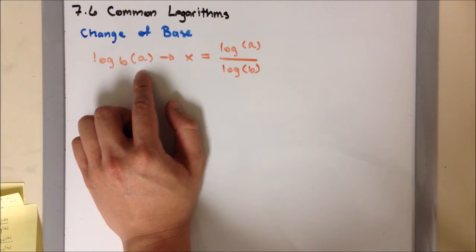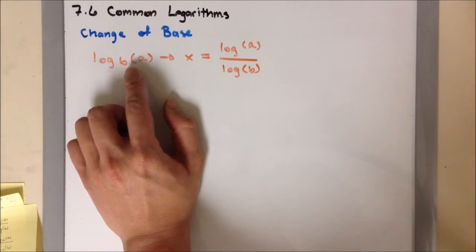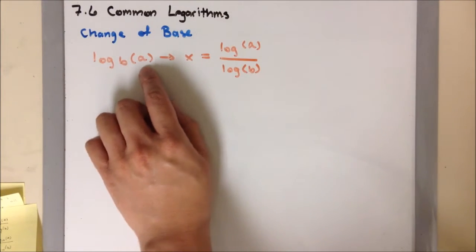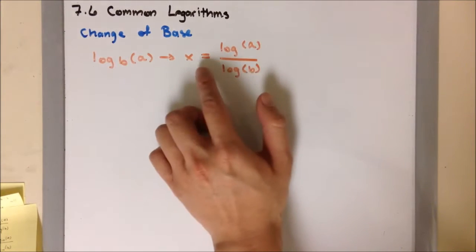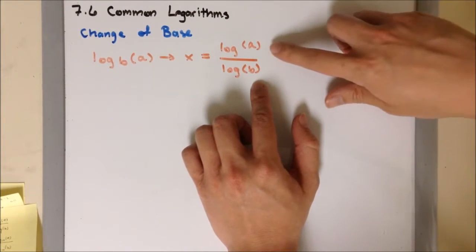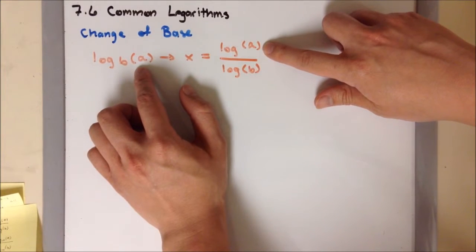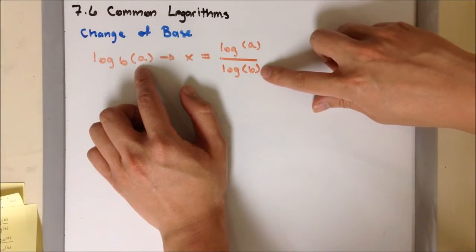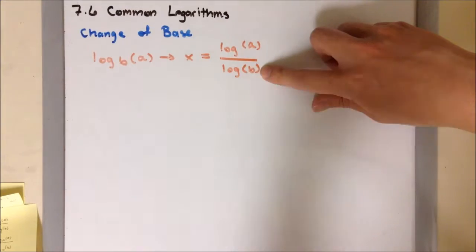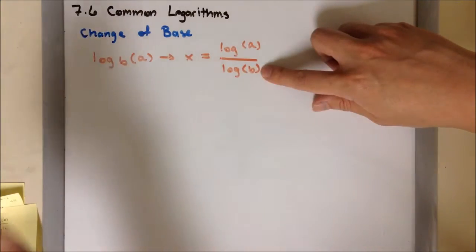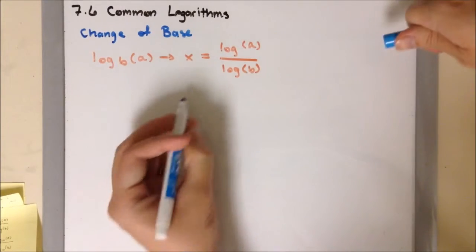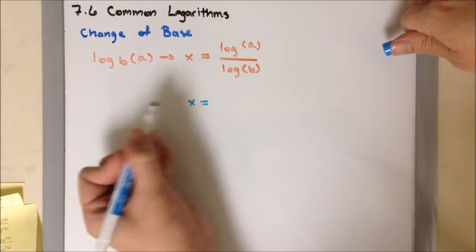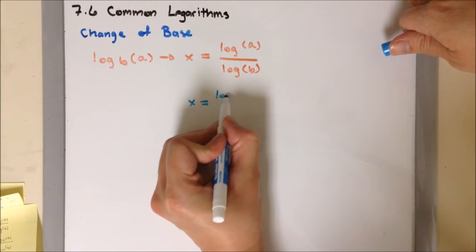But in order to evaluate log base b of a, you're going to rewrite it as x equals log of a divided by log of b. So my a is what's inside the log, and for my b, that's what our base is. Now, the calculator is pre-programmed with a base of 10.